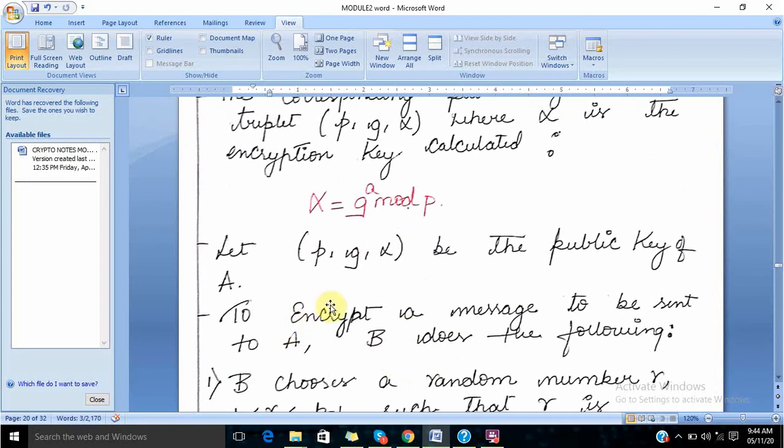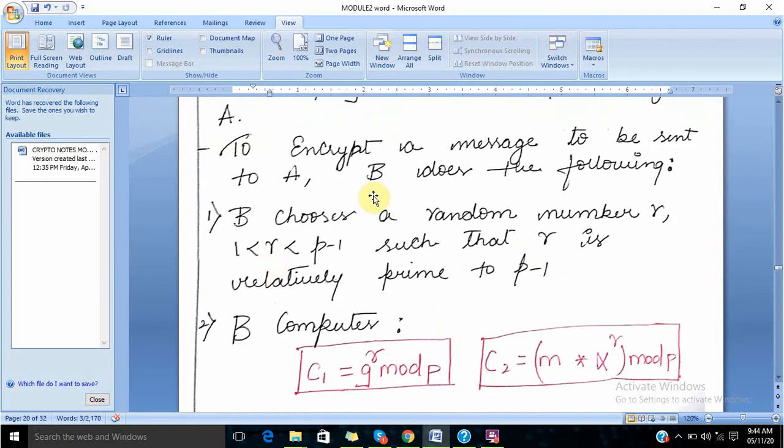So let P comma G comma alpha be the public key of A. Okay, so A is basically the receiver side. To encrypt a message to be sent to A, B does the following. So the message is sent to A, students. B does the following. So who sends the message to whom? B sends the message to A. So they have taken B as the sender here. As simple as that. Anyone can be a sender, students. That you need to know.